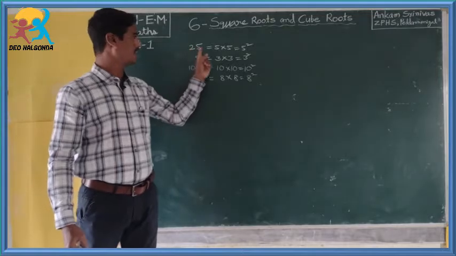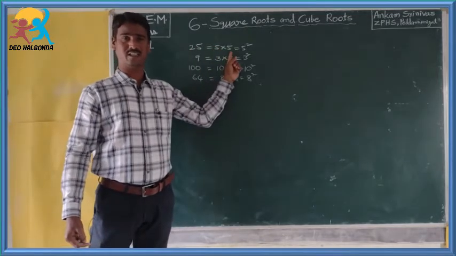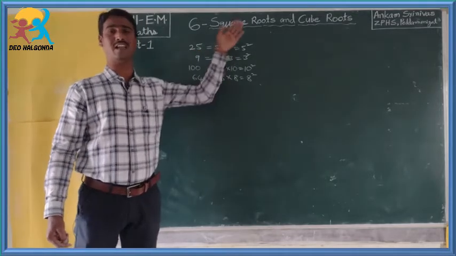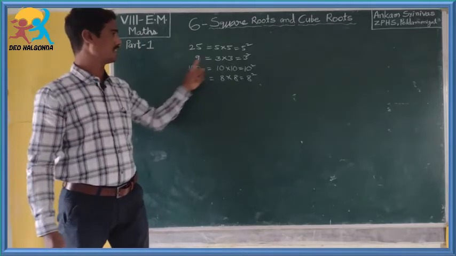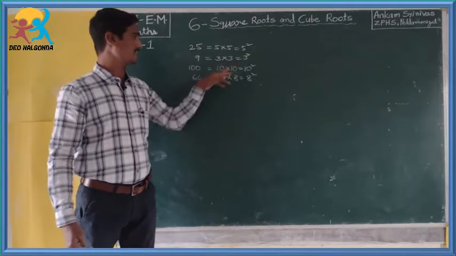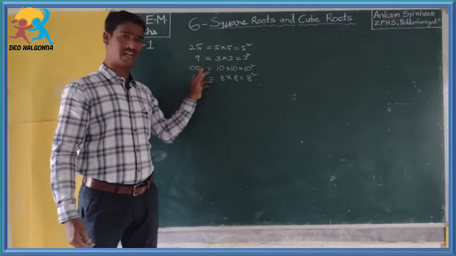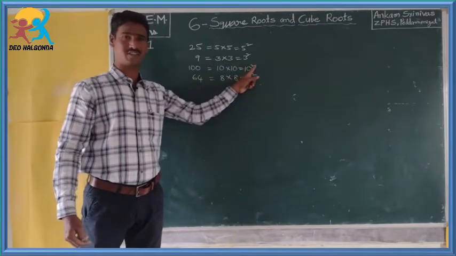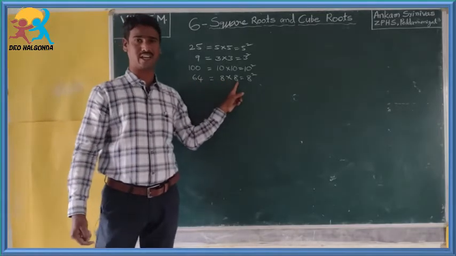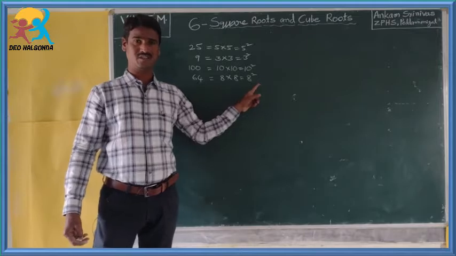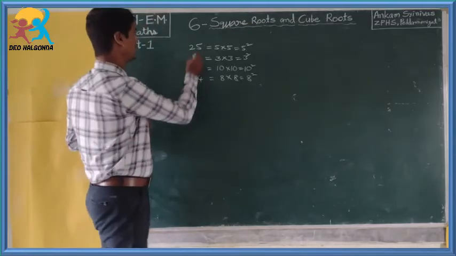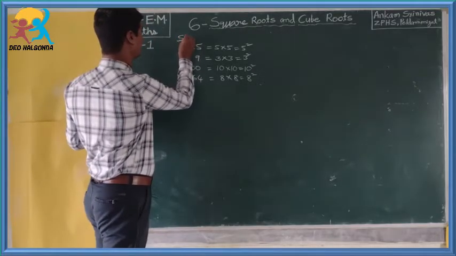Here 25 is written as the product of same numbers, 5 into 5, and also 25 is written as the square of another integer, 5 square. 9 is written as the square of another integer, 3 square. 100 is written as the square of another integer, 10 square. So 64 is also written as the product of two same numbers, 8 into 8, 8 square. So these types of numbers are known as the square numbers.